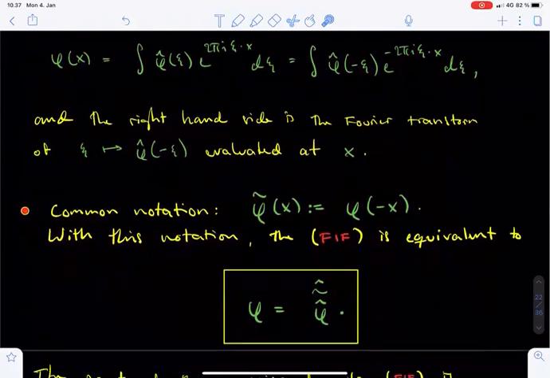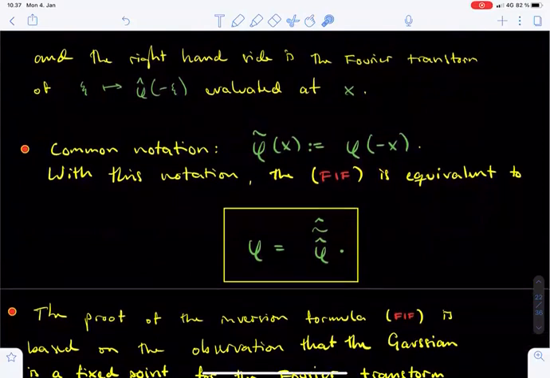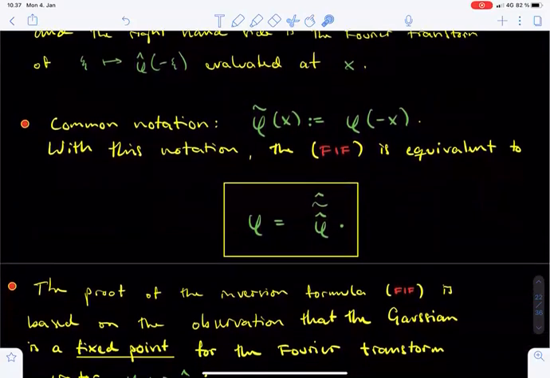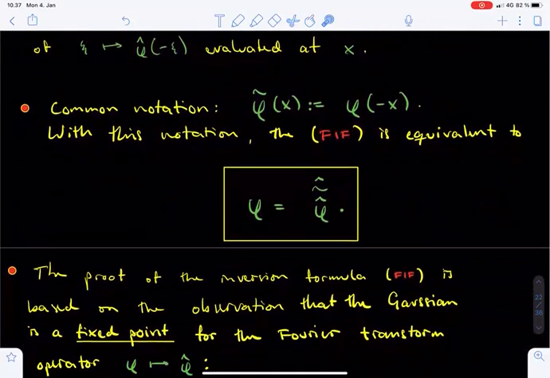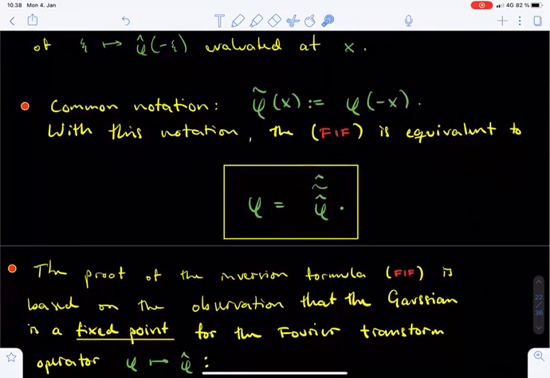As you can already see, one often needs to deal with the function x maps to phi at minus x, so it is convenient to give it a special notation. We write tilde phi at x equals phi at minus x. With this notation, the Fourier inversion formula can be abbreviated in the following way. A Schwarz function phi equals the Fourier transform of the tilde version of the Fourier transform of phi.